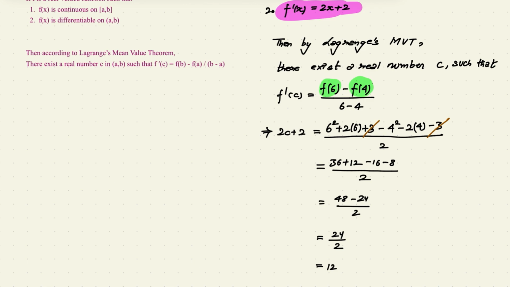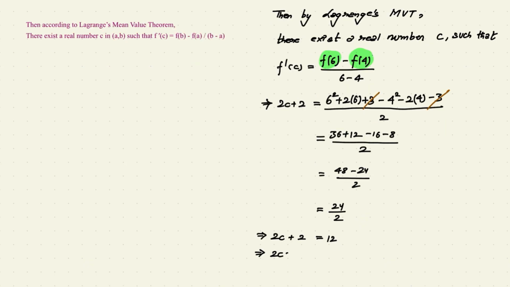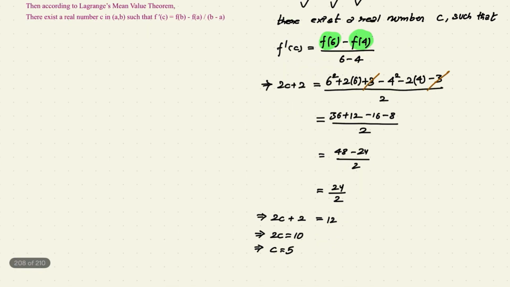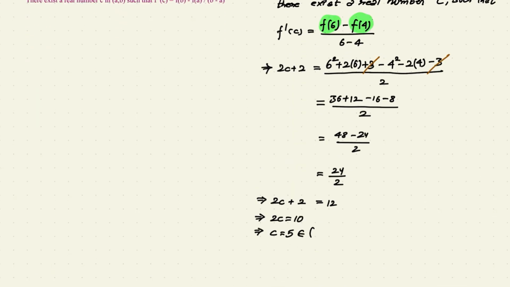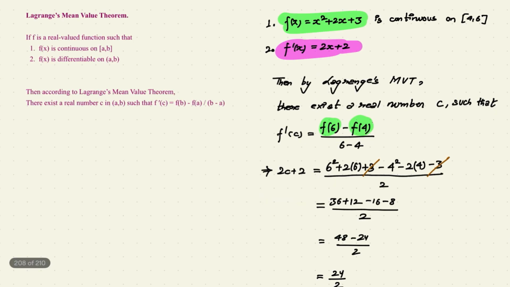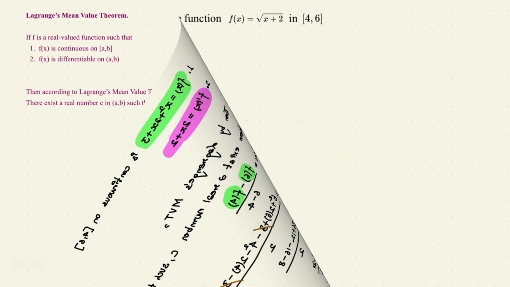Now on the left hand side we have 2c plus 2. That means 2c equals 12 minus 2 is 10, and the value of c comes to 5, and this 5 lies in the given interval 4 comma 6. Hence Lagrange's mean value theorem has been verified.